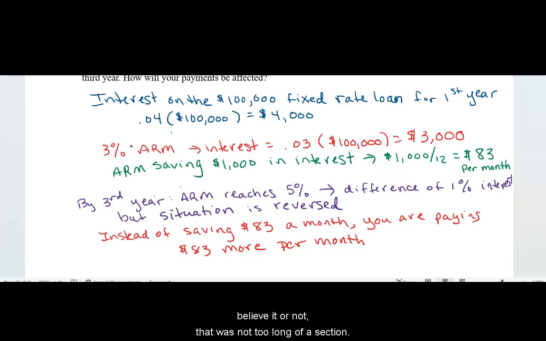Okay, well, believe it or not, that was not too long of a section, but that ends our section on installment loans.